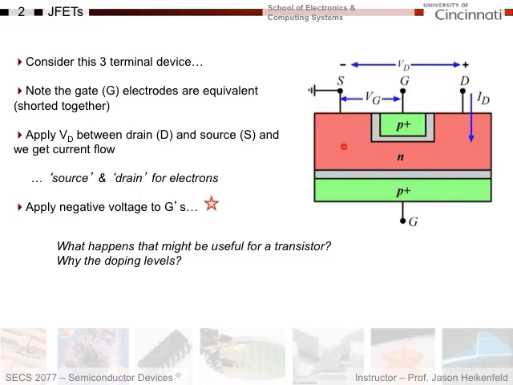If you look at this, the doping levels have been selected very carefully. I've got P plus and N. Why do I have it set up P plus N and P plus, where the gates are P plus?